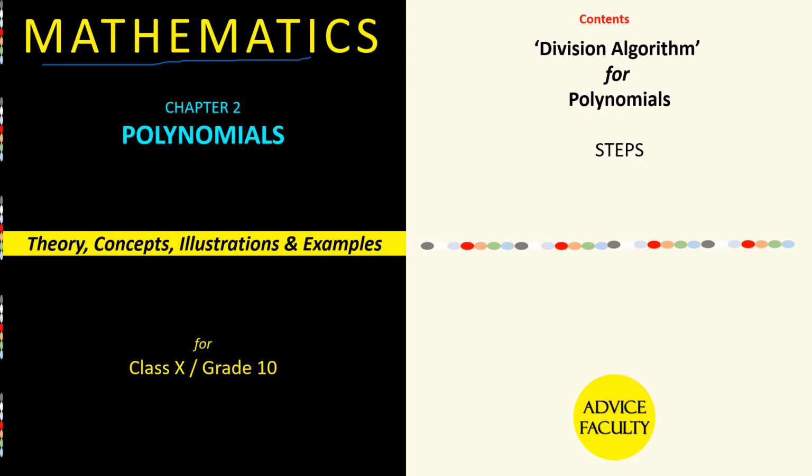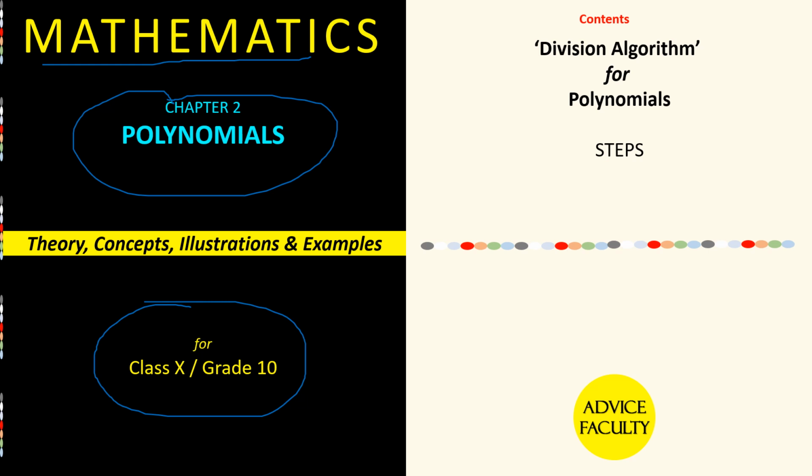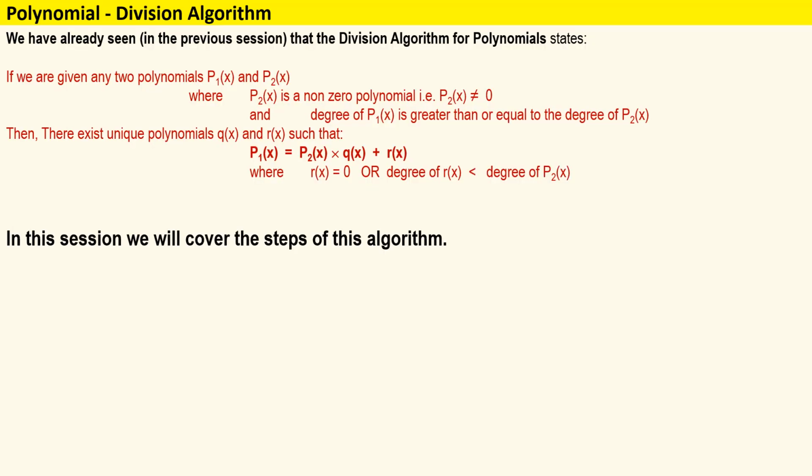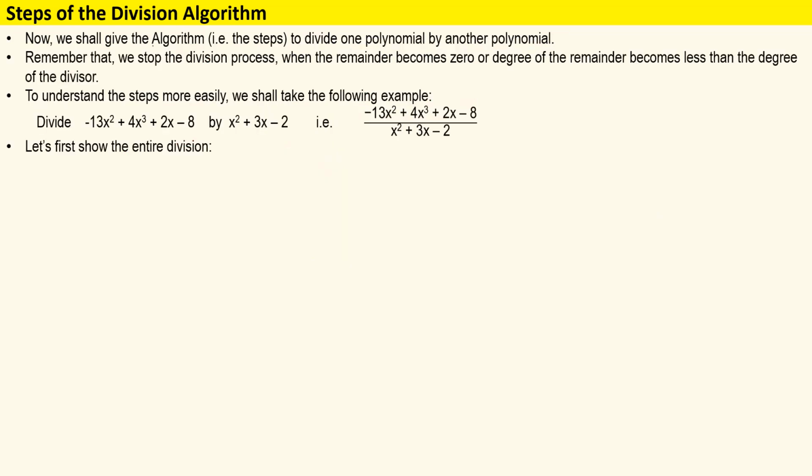Welcome to this session on Mathematics, Chapter 2 Polynomials for Class 10 or Grade 10, and we are doing the division algorithm for polynomials. We are doing the steps now. We have already seen in a previous session what the division algorithm for polynomials states, and that statement is repeated here. More details are given in the previous session, but in this session we shall cover the steps for this algorithm. So we shall be talking about the algorithm, that is the steps to divide one polynomial by another polynomial.